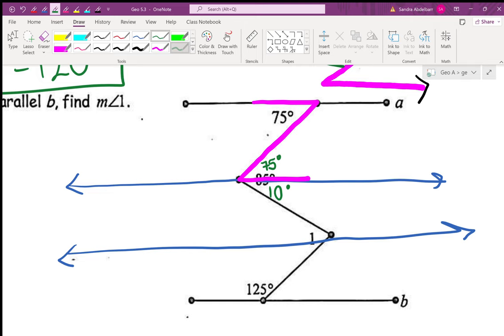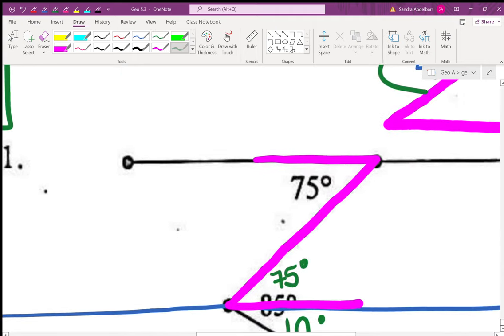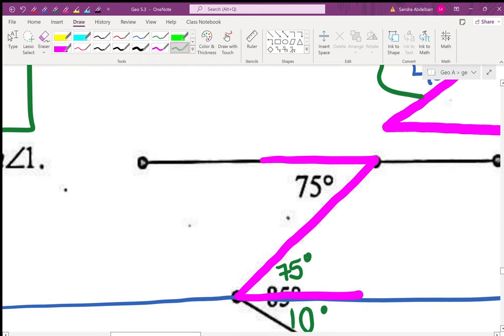Am I going too fast? Anybody need me to re-explain what I just said there? So you get the idea of just 2 lines at a time, right? So I use the top 2 lines. And anytime we focus in on 2 lines, it's all about the Z's. You just keep looking for the Z. So I found my Z, and we look in the armpits. If this armpit's 75, this armpit also has to be 75. But what was the full angle before we split it? 85. So if the top part's 75 and the full angle's 85, the bottom part has to be 10 to add up to 85. We're good?